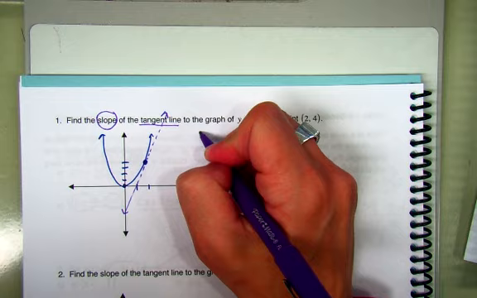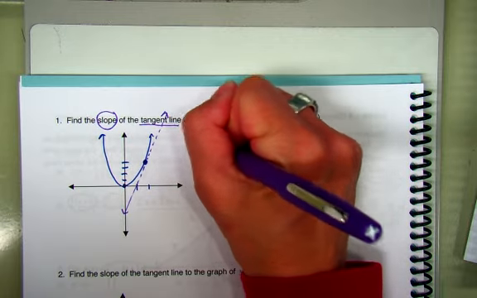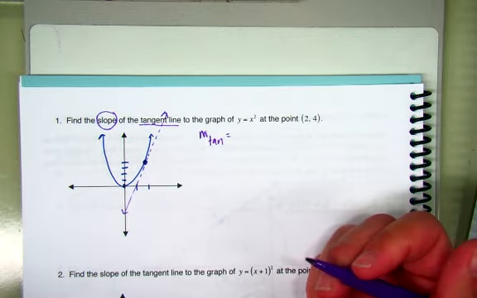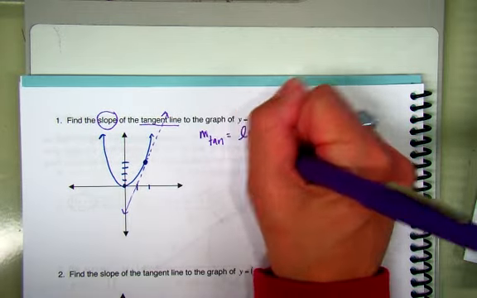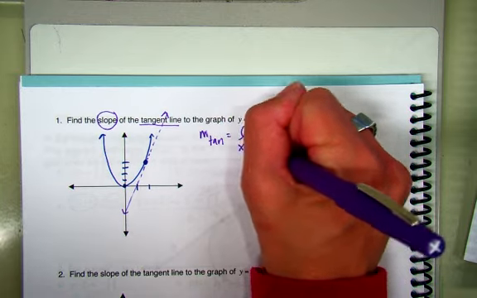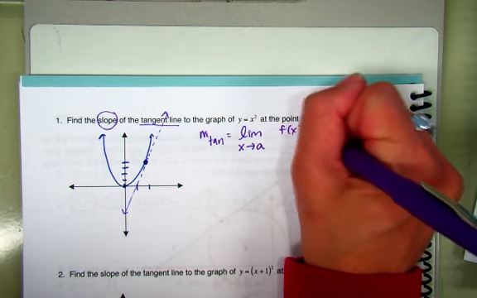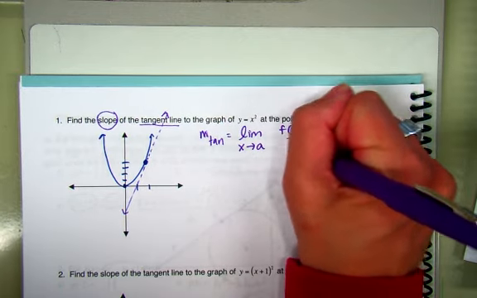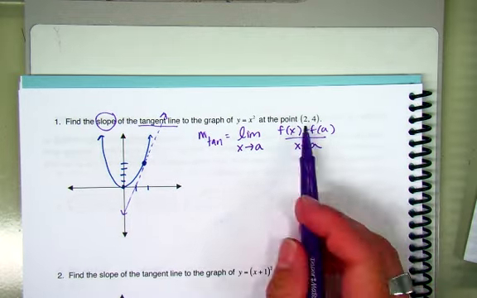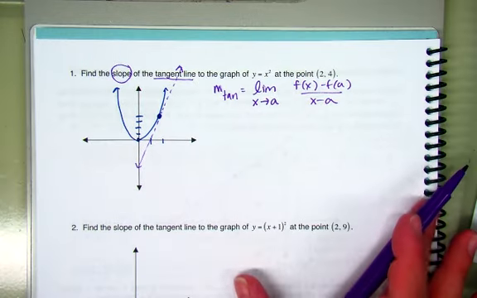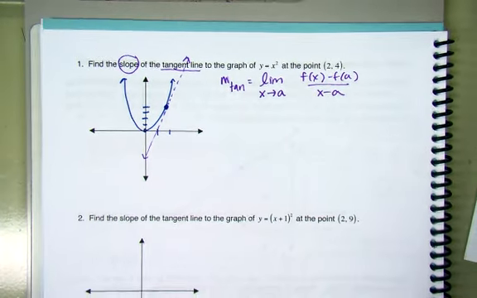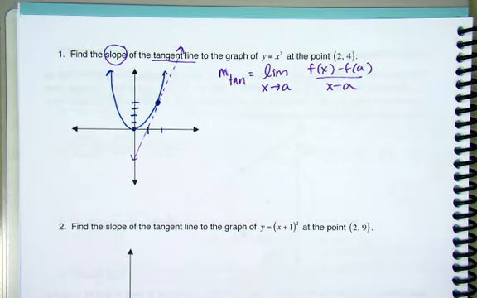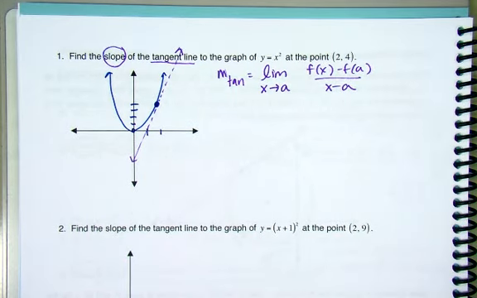So the definition said the slope of the tangent line is equal to the limit as x approaches a of f of x minus f of a over x minus a. Don't worry about the 2 and the 4 just yet. Okay, we're going to start with this. I don't know why that's a little better. Okay.